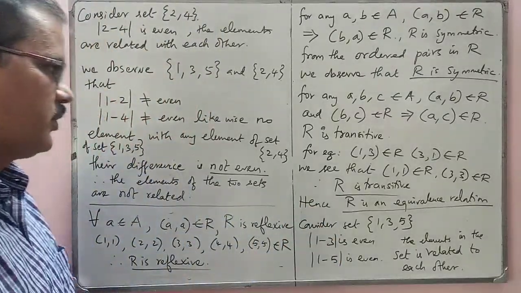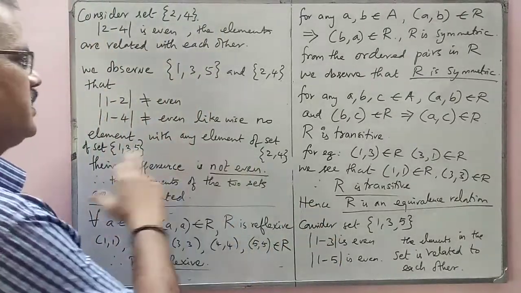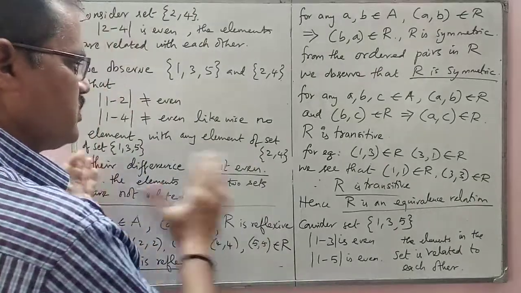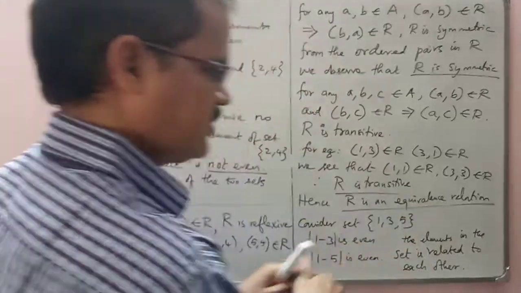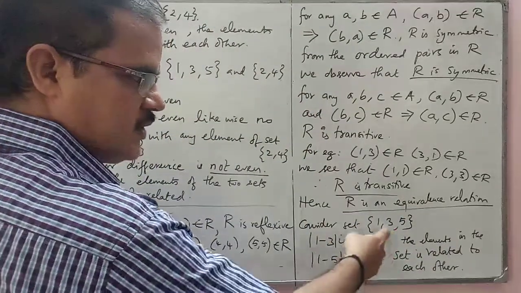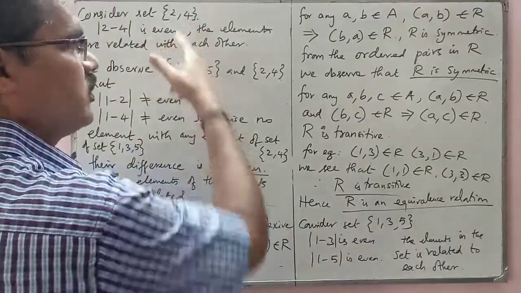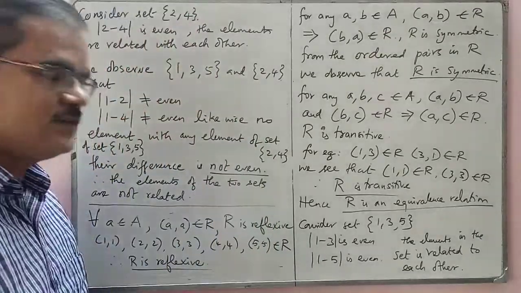So we have proved that if we take these two sets, the difference between them is not even. That's why there is no relation between these two sets. But the elements within the set have some relation. 1 3 is even, 3 5 is even. That you should understand. 2 4 is even. Okay, children. This completes the question.